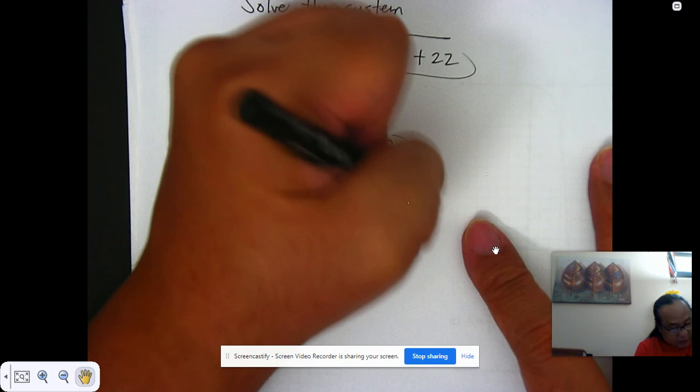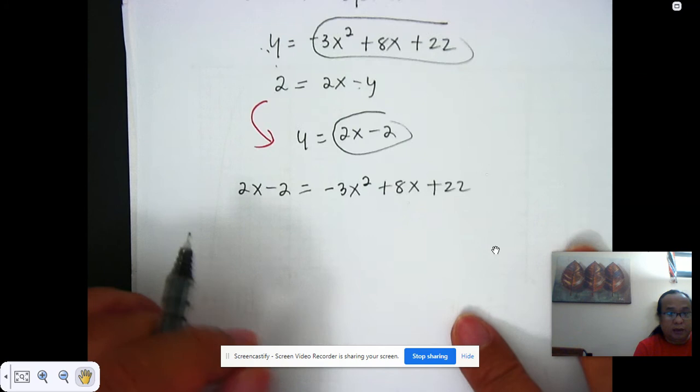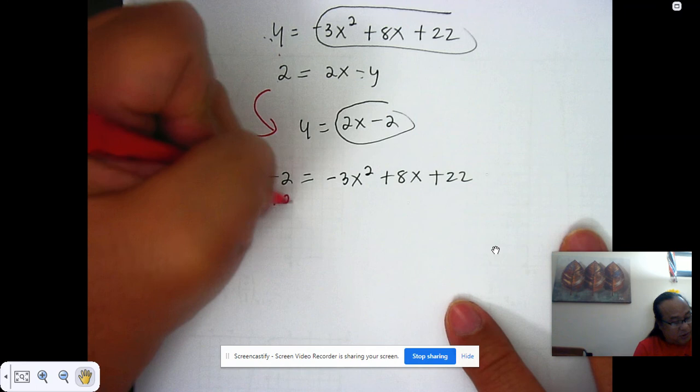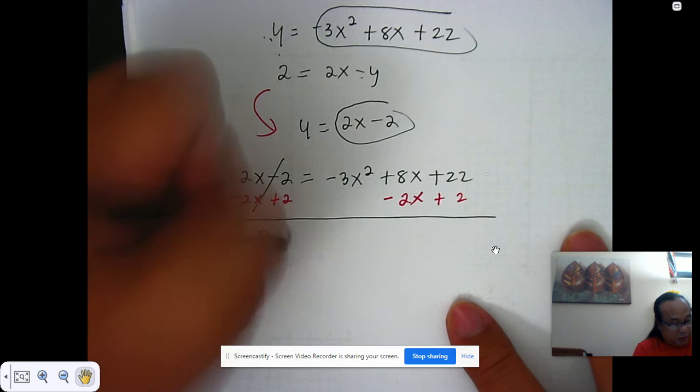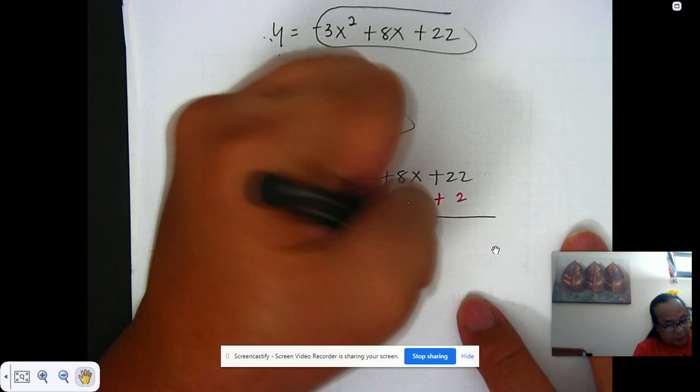And then we need one side to be 0, okay? So to make it 0, I have to subtract 2x and add 2 because it's negative up there. So minus 2x and then plus 2, right? Okay? So if I'm going to do that, the left side is going to be 0. So it's going to be negative 3x squared, 8x minus 2x is positive 6x, and 22 plus 2 is 24, okay?